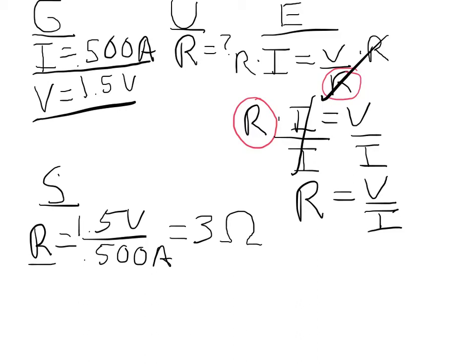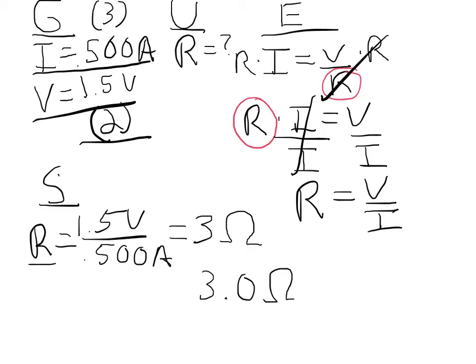So going back and looking at our two givens, the current had 3 sig figs and the voltage had 2 sig figs. So between 3 and 2, 2 is the lesser of those, and so we have to have 2 sig figs in our answer, so we say 3.0, and then the unit is still ohms. So your answer on that guy would be 3.0 ohms. And that would be it.